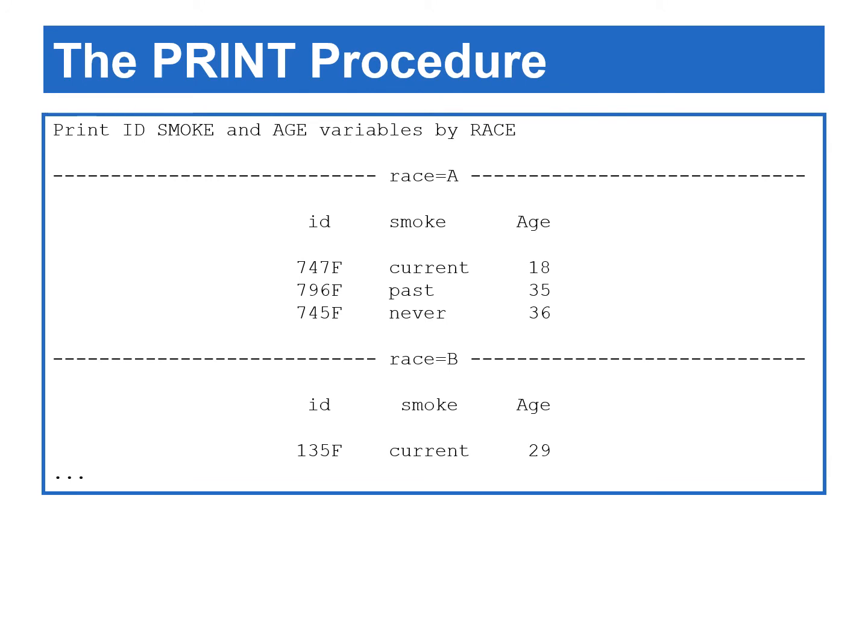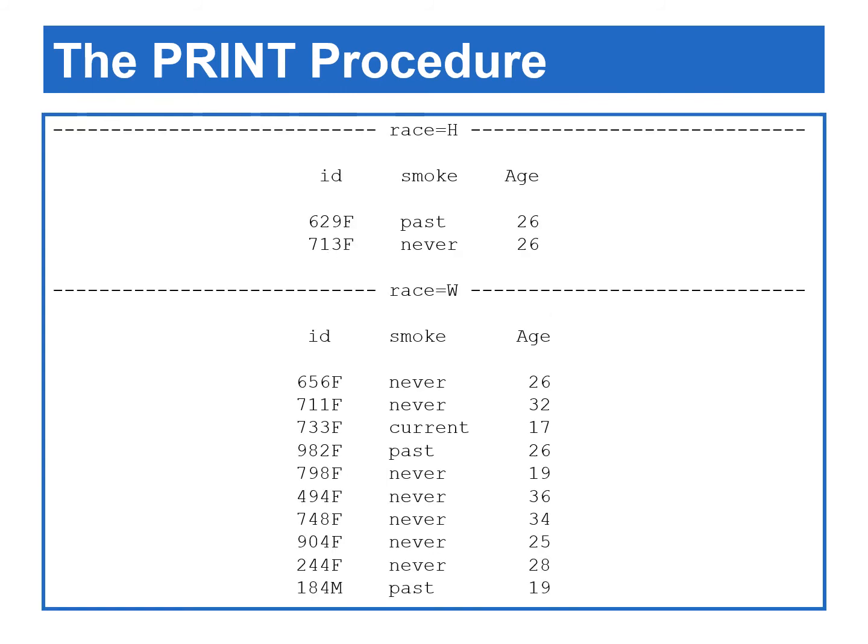Since the variable race is specified in the by statement, the printed result is grouped by each level of race. In the first half of the output, variables ID, smoke, and age are listed for race equaling A and B. In the second half of the output, variables ID, smoke, and age are listed for race equaling H and W.